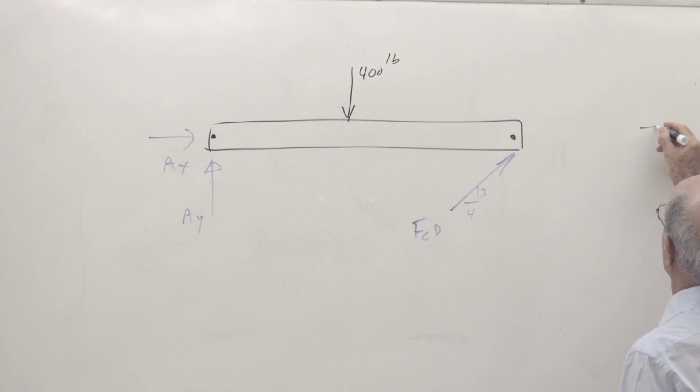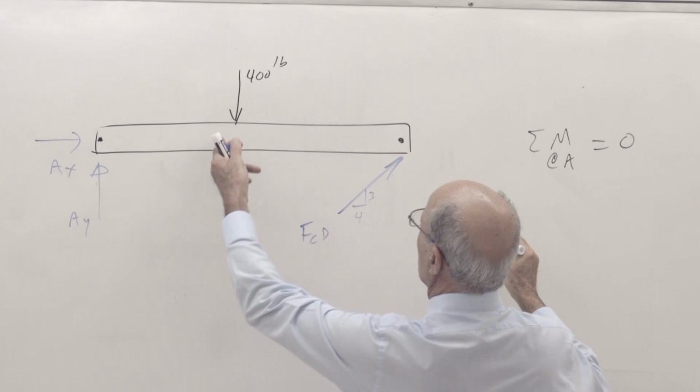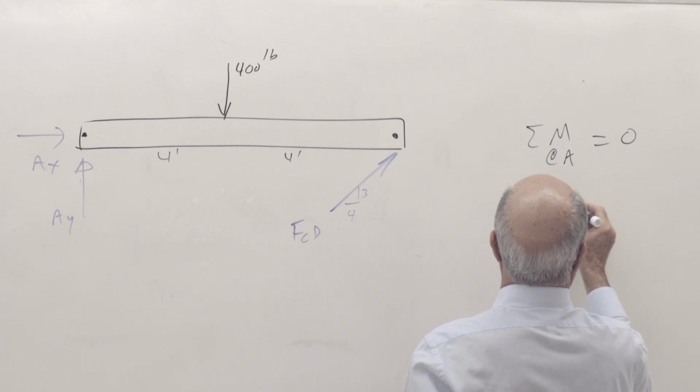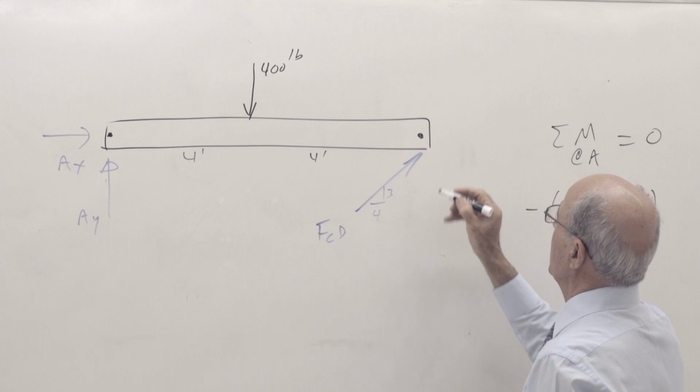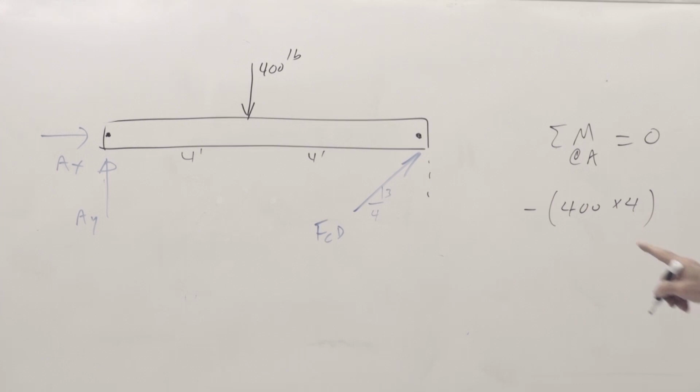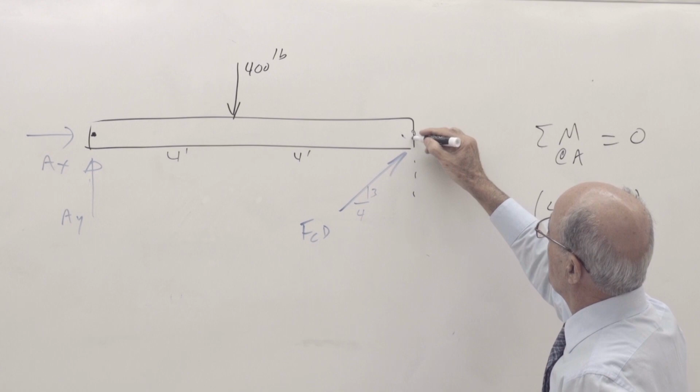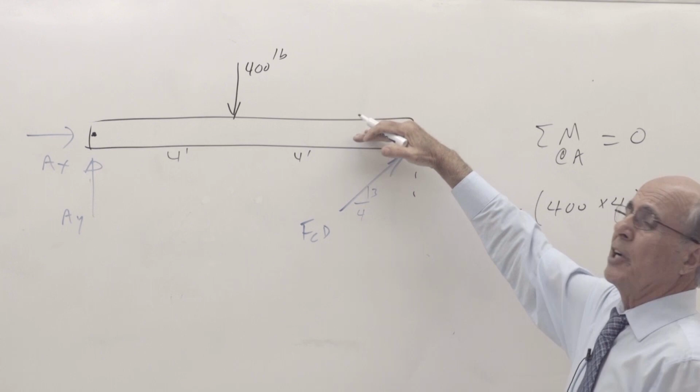So sigma M about A equal to 0. The reactions at A will give you nothing there. This is 4 feet, and that's 4 feet. So there is 400 times 4, and that is negative because it's going clockwise. Then here it has two components. The horizontal component doesn't have any moment because that line goes through this point. I didn't draw it correctly, but it goes through that point. So let's say the pin is there.